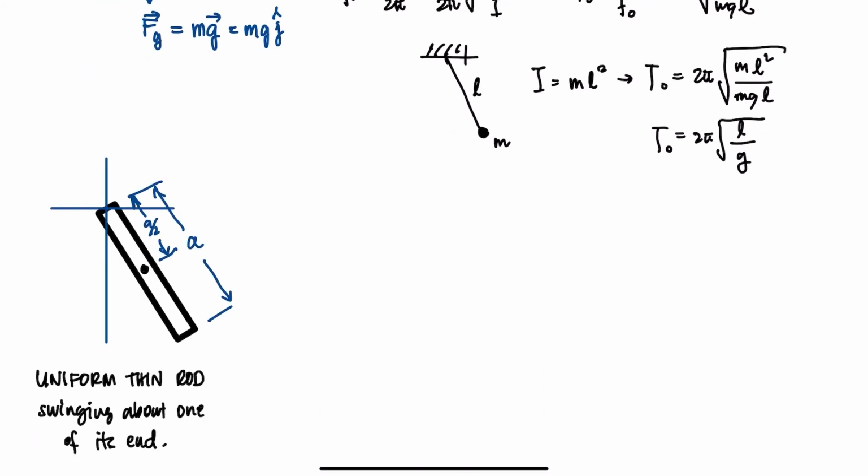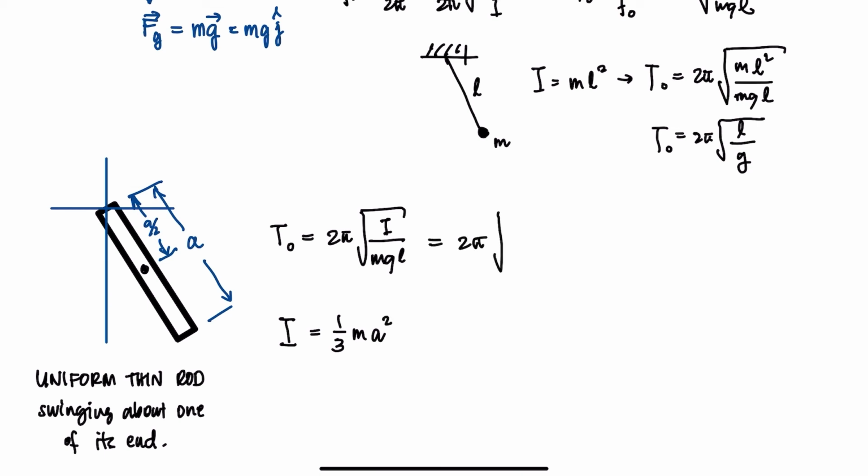Now, for example, we have a thin rod of length a swinging as a physical pendulum about one of its ends. Let's recall that the period of oscillation of a physical pendulum is equal to 2 pi square root of I over mgL. Now recall that the moment of inertia for this uniform thin rod swinging about one of its ends is given by 1/3 ma squared. Therefore, the period of rotation is equal to 2 pi times the square root of 1/3 ma squared divided by mg times a over 2, where a over 2 is L, the distance between the axis of rotation and the center of mass.